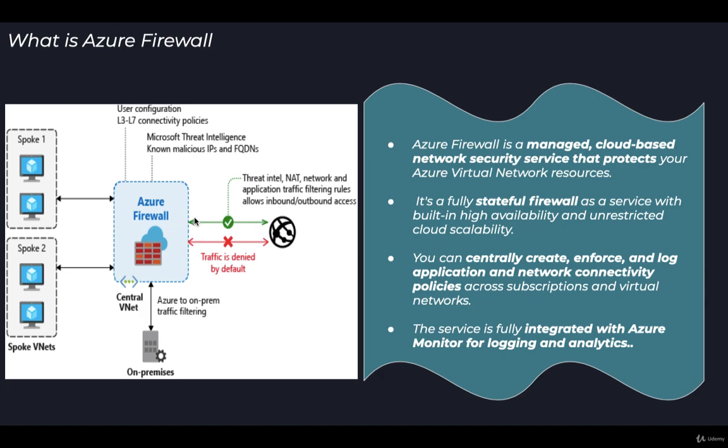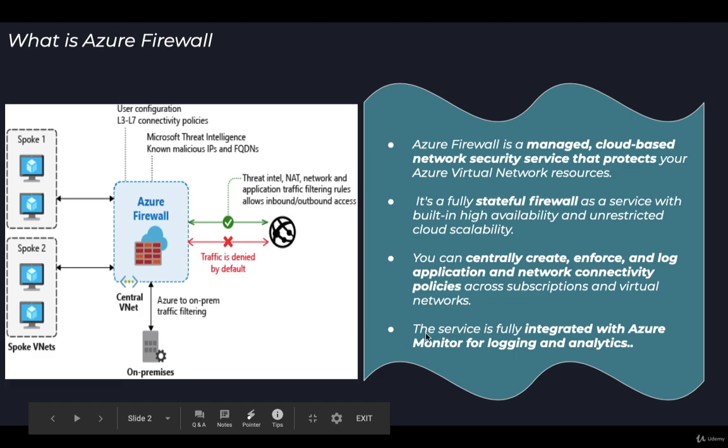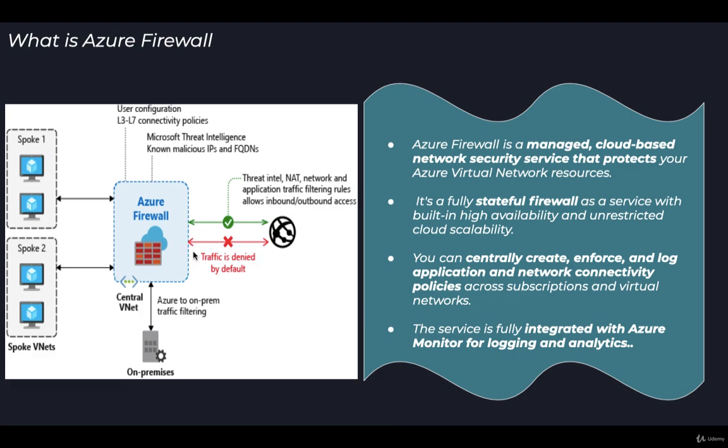Then there is cloud scalability. If a huge number of incoming or outgoing connection requests are there, it will manage automatically. And you can centrally create, enforce and log application and network security connectivity policies across your subscriptions, and this is fully integrated with Azure Monitor for logging and analytics. You can also send data to other tools like Splunk and do the monitoring and all those things. You can create queries and create your dashboards depending on the data.